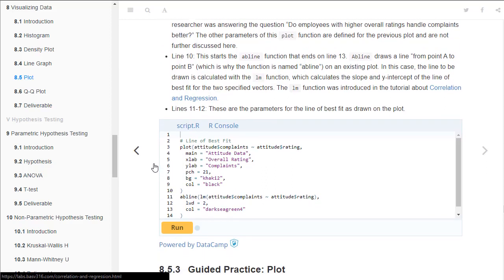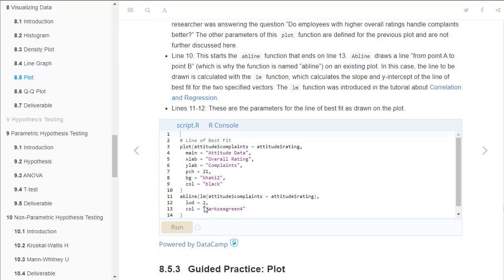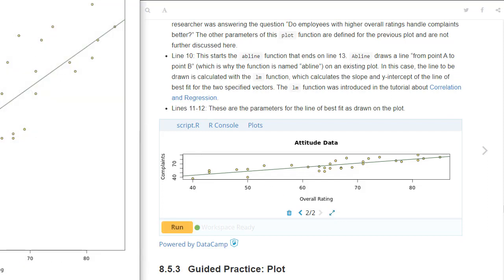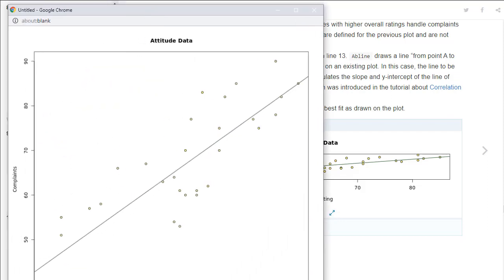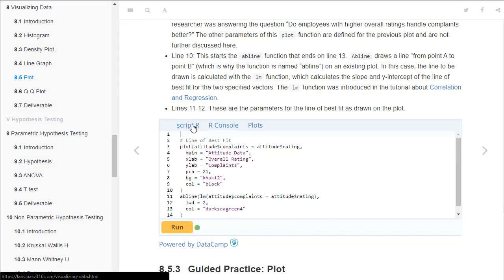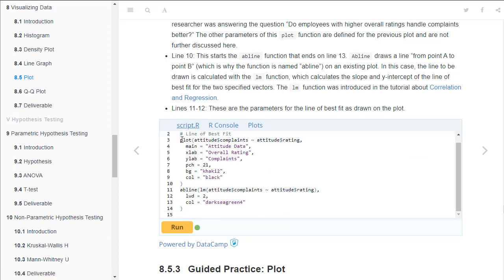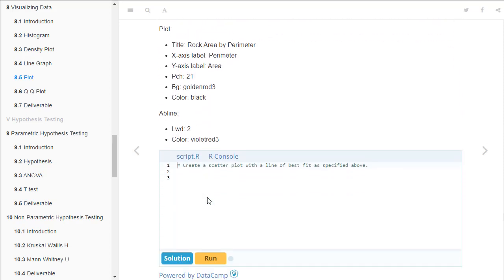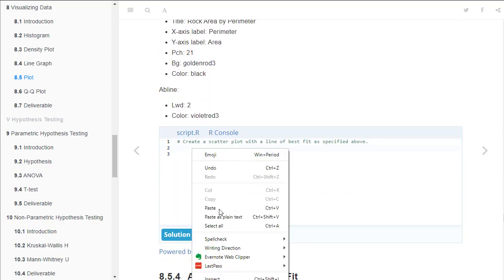However, I have a second plot here in a demo mode, and this plot includes a line of best fit, and this would be the one that you want to copy for later because we're going to be using the line of best fit on our future graphs. So let me just copy all of this out. Copy. And for the guided practice, I will paste this in.